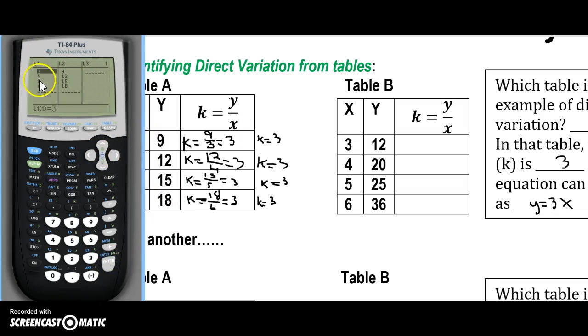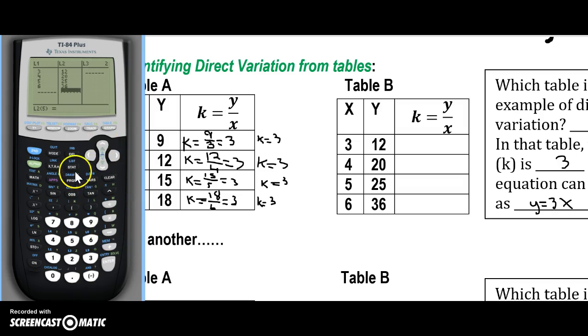I'm gonna go back to my L1 and I'm gonna type my X values in. 3, 4, 5, and 6. Then I'm gonna go back up to the top and I'm gonna go over to L2, which is my Y values. Type in 12, 20, 25, and 36.